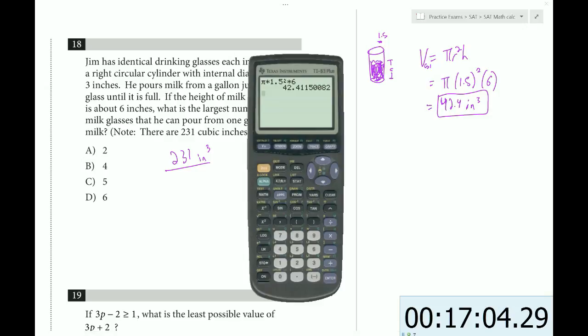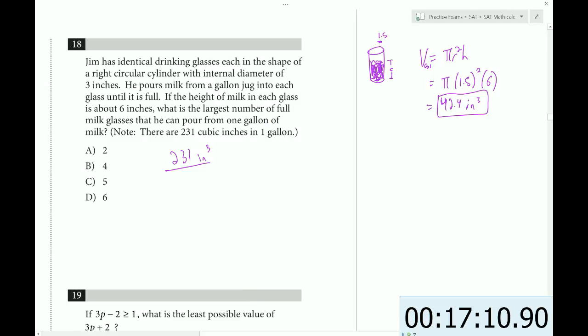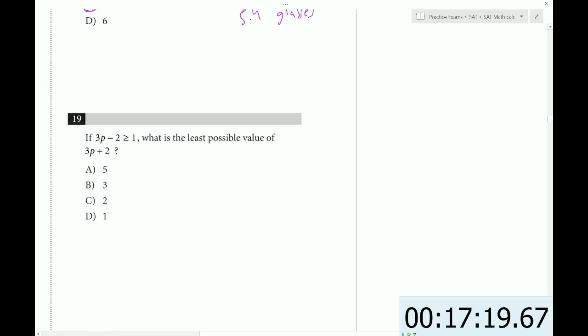So we just take our 231, we divide that by the answer, and that gives us 5.4, okay? 5.4 glasses. So how many full glasses? That would be 5 full glasses and 1 partial glass, right?